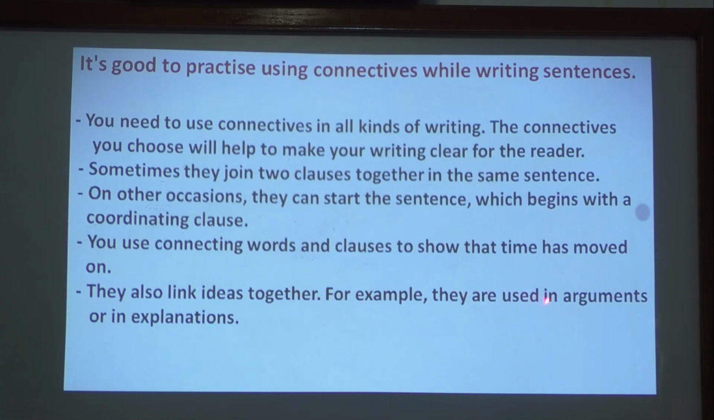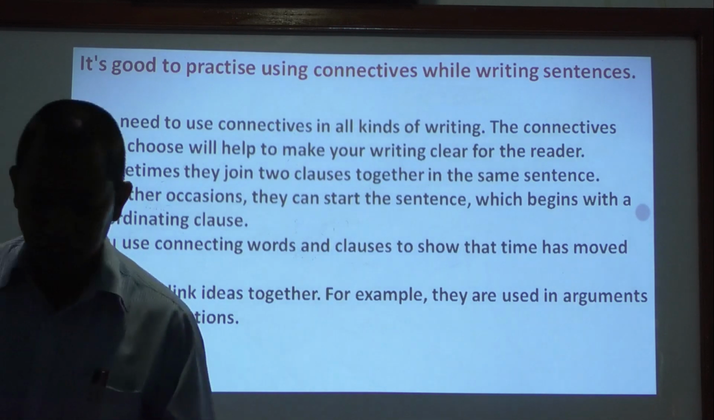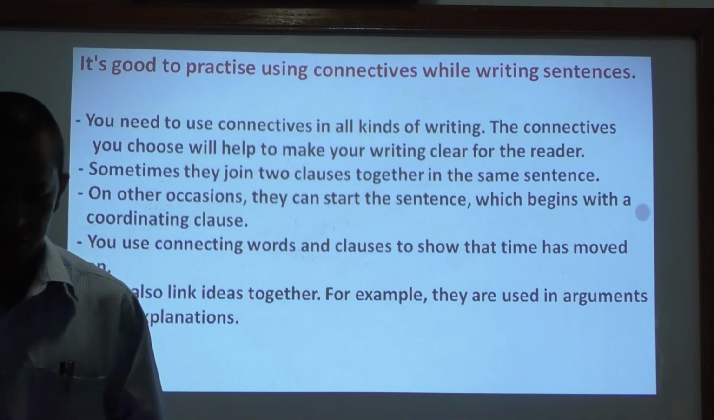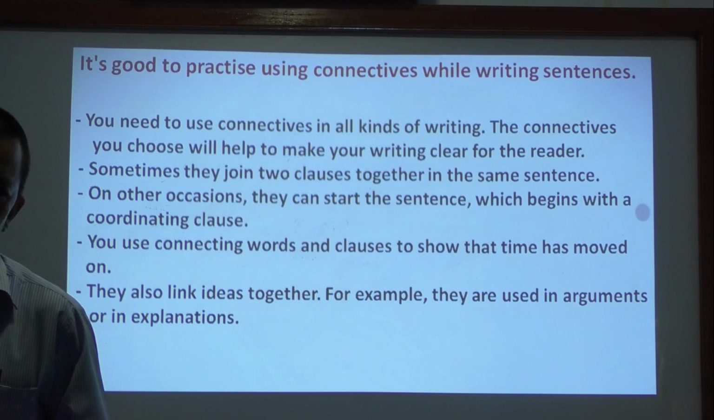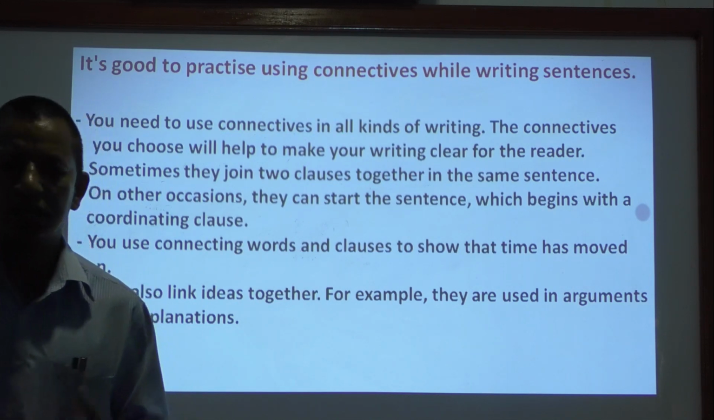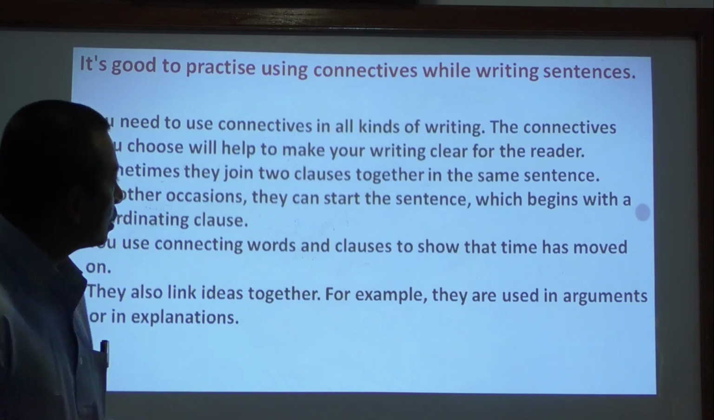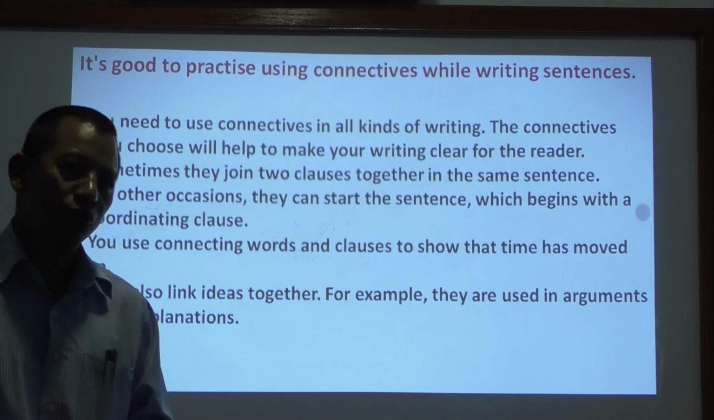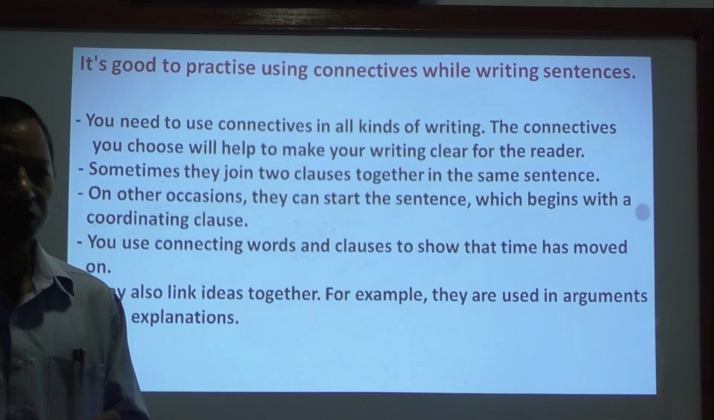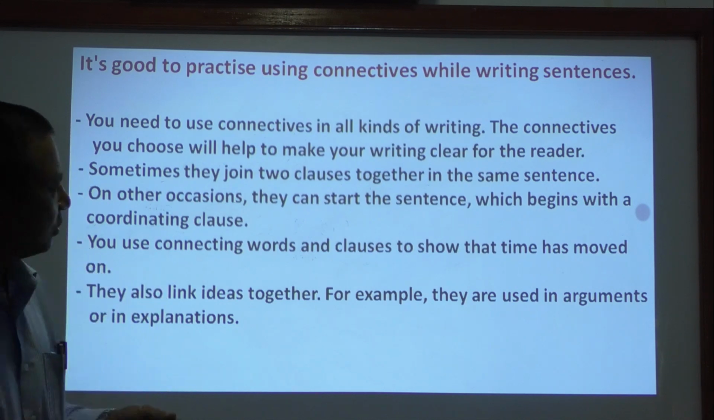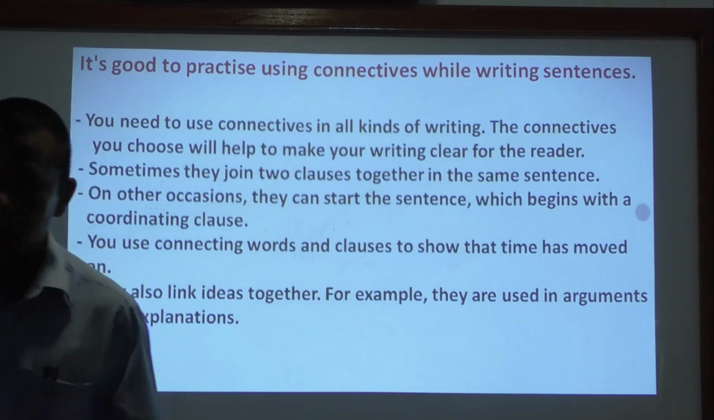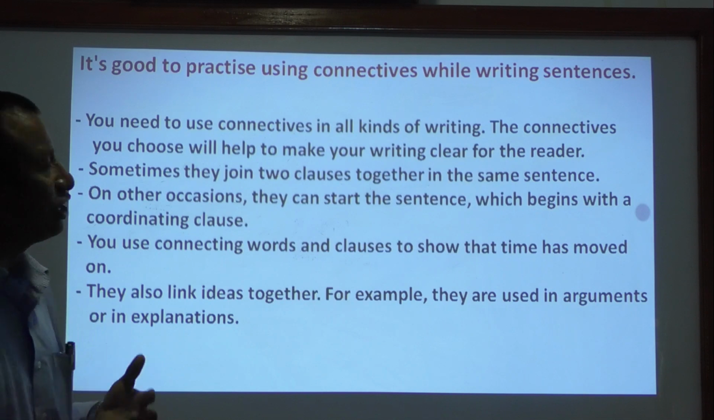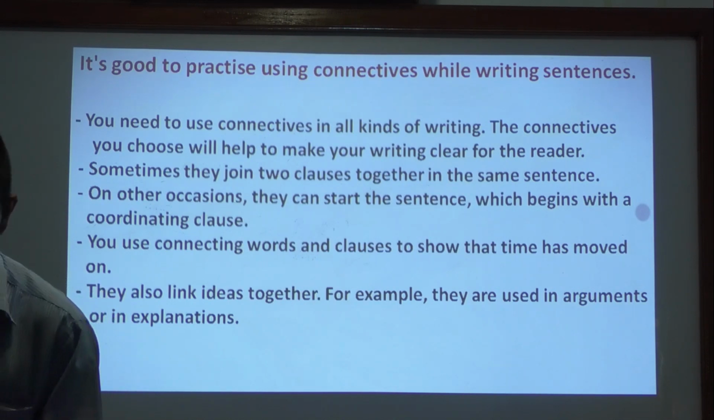For example, they are used in arguments or in explanations. There are different purposes to express our ideas. So there are different types of connectives. They are related to purpose also. They are related to cause also. They are related to time also. So the connectives are categorized in different conditions, different situations or different classes, and I'll present them, and I hope it will help you to make it clear while doing this type of activity.